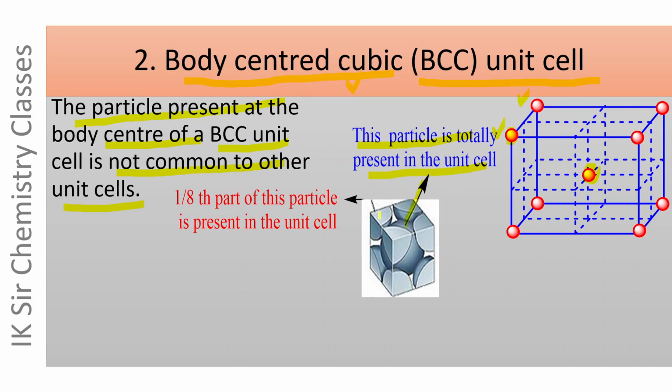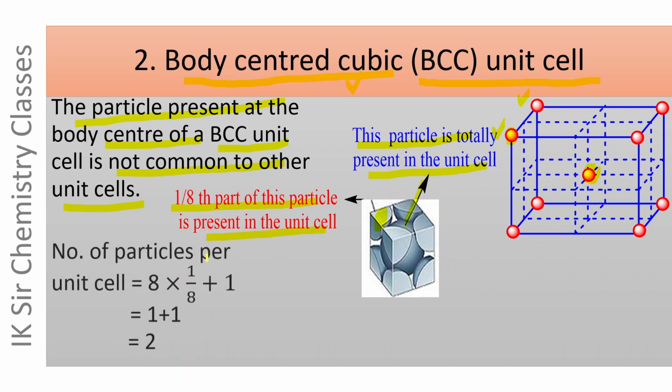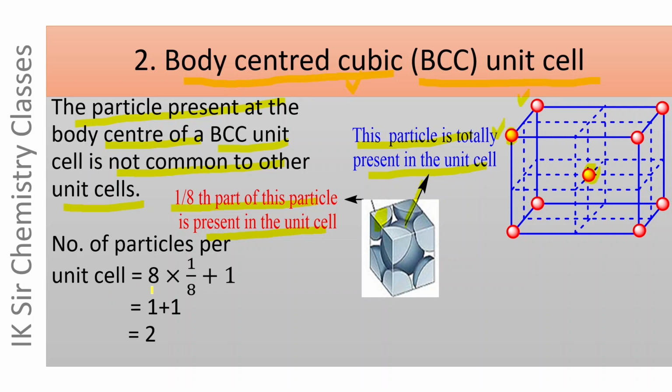But this particle which is present at the vertex of a BCC unit cell, only 1 by 8th part is present in this unit cell, and accordingly the number of particles per unit cell can be calculated as follows: 8 for particles present at the vertices multiplied by 1 by 8, because each particle present at the vertex of a BCC unit cell is common to 8 unit cells, and plus 1, for this particle which is present at the body center, which is totally present within this unit cell and is not common to any other unit cell. Accordingly, there are a total of 2 particles present in a BCC unit cell.